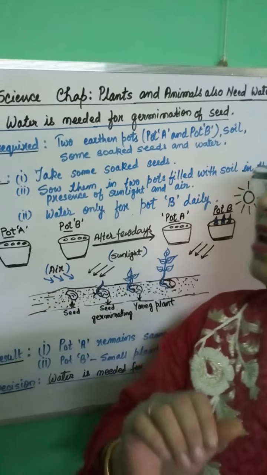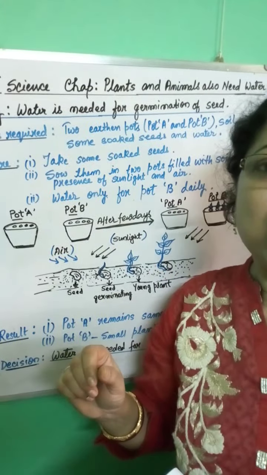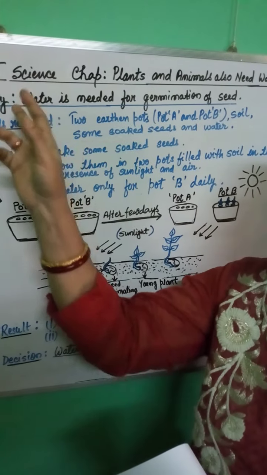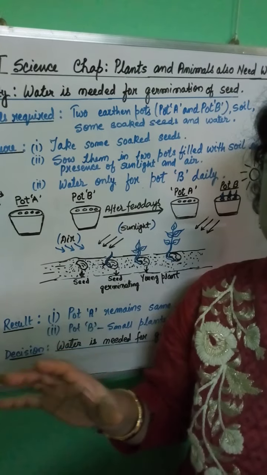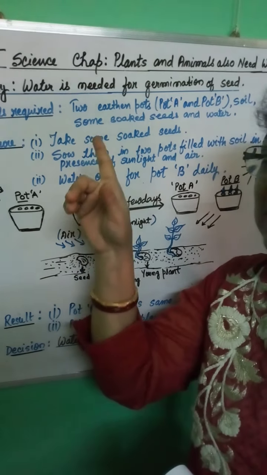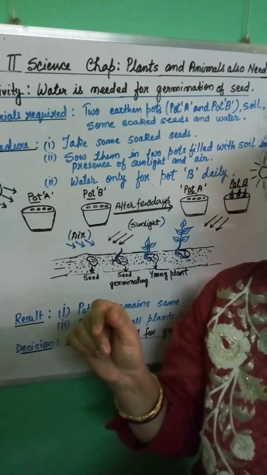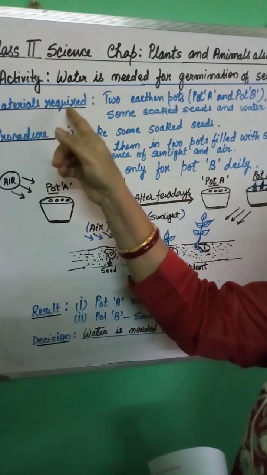Okay. Now you see how you will write. What is the process of writing an activity? There is a process, a method to write an activity. This must be written in this process. Okay. First we will write the material required.